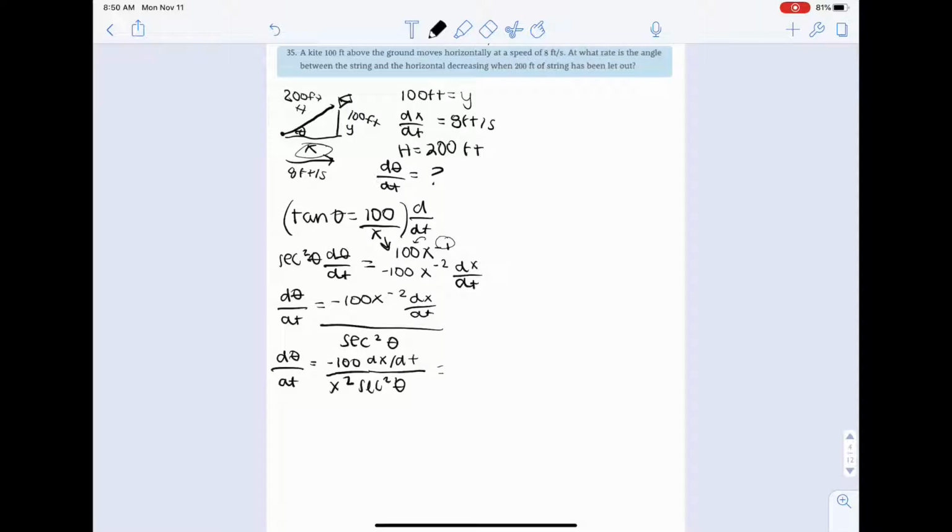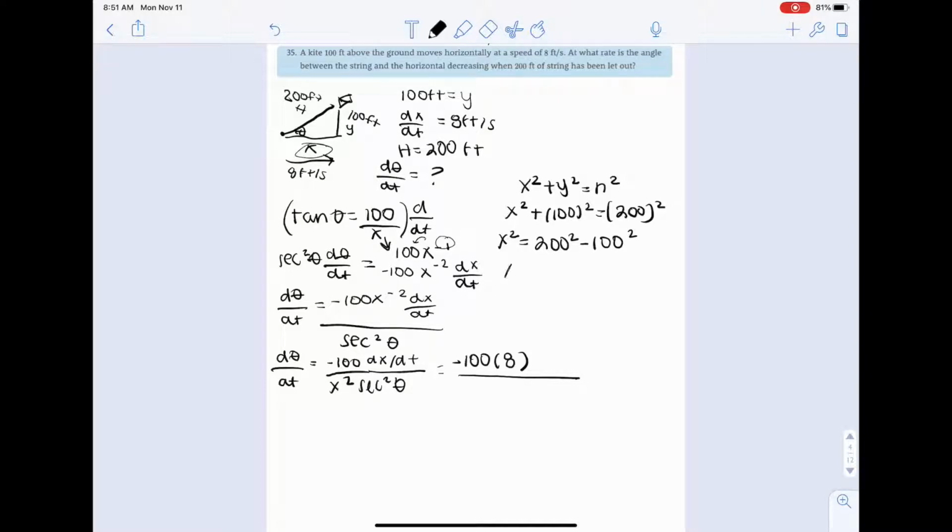So now we just have to plug in things that we already know from our list. So negative 100, and we already stated that dx/dt is 8. And then now we need to find x squared, which we can do using the Pythagorean theorem, which is x squared plus y squared equals h squared. So we know everything except x, so we can plug in 100 for our y, and then h is 200. That leaves us with x squared equals 200 squared minus 100 squared, which simplifies to x equals 100 times root 3. So now we know our x, we can put it down here.